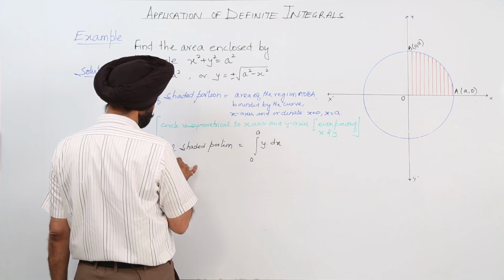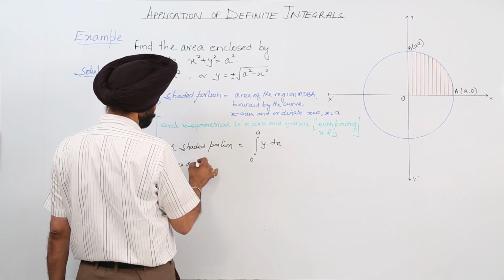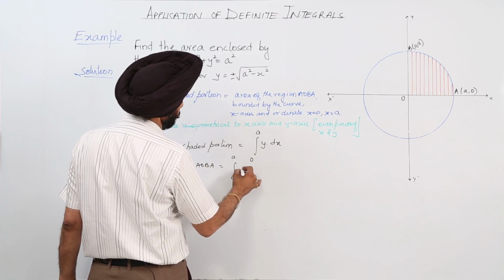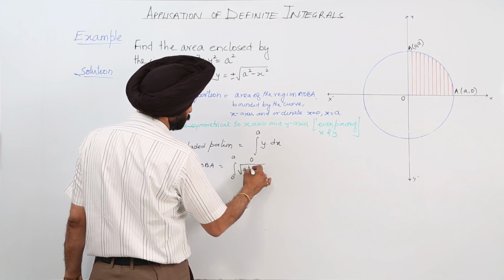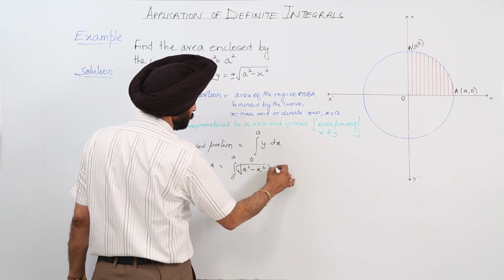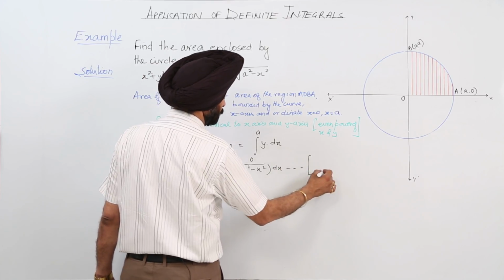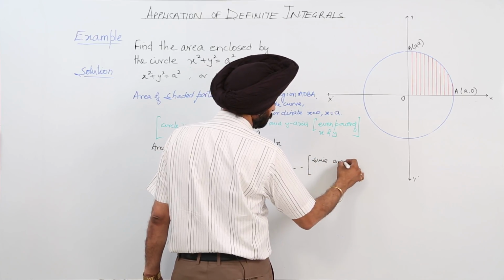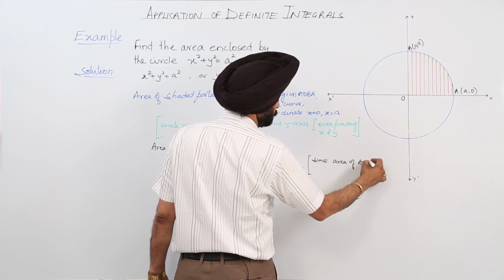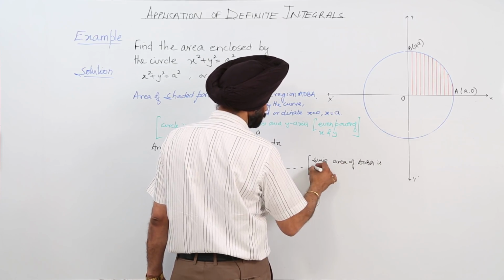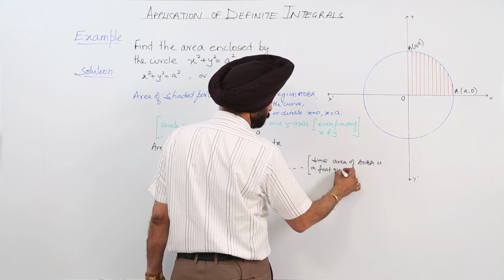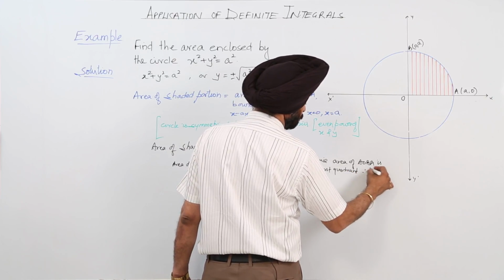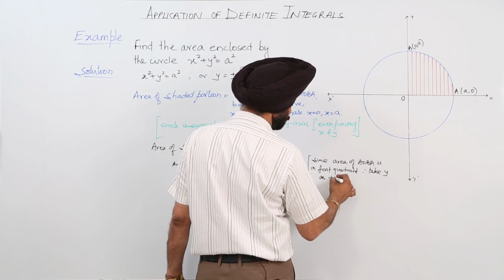Now, area of AOBA is equal to integral 0 to a of square root of a square minus x square dx. Now, since area of AOBA is in first quadrant, therefore take y as positive.